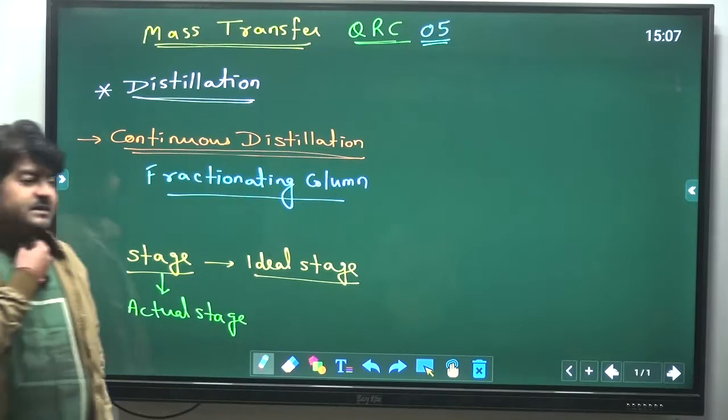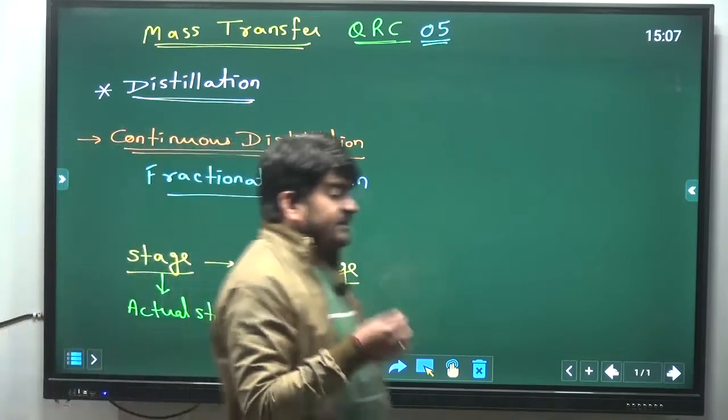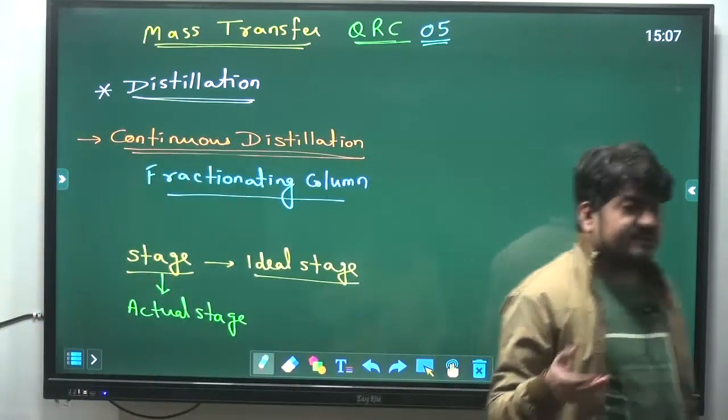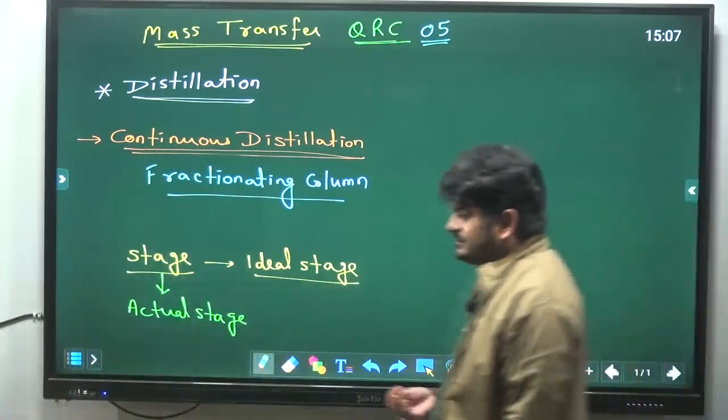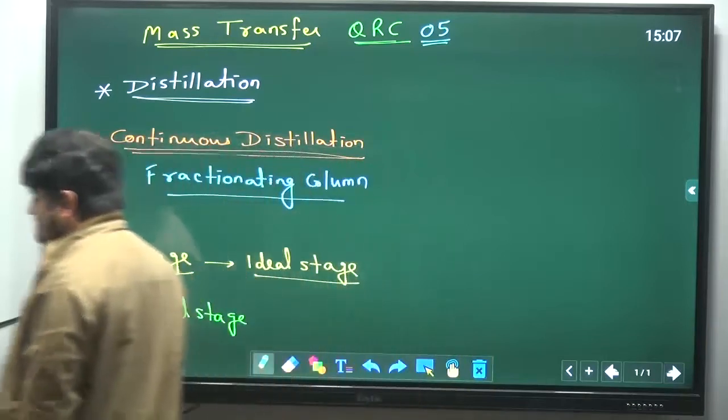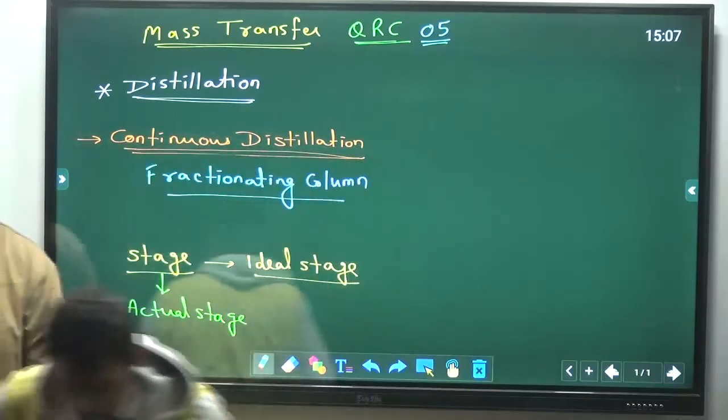If it is clear, then please answer in which type of stage the separation will be more, ideal stage or actual stage. What do you think?